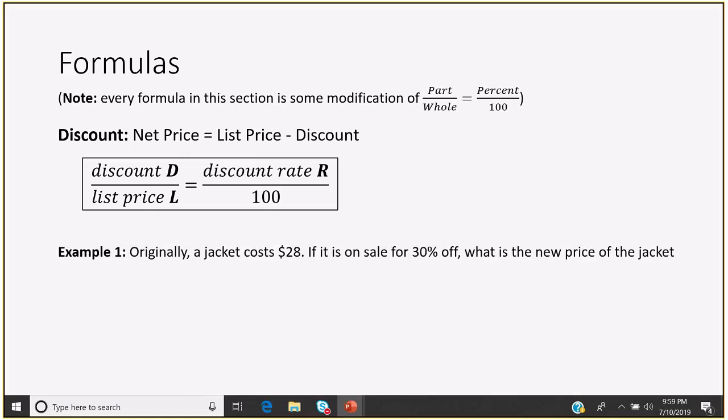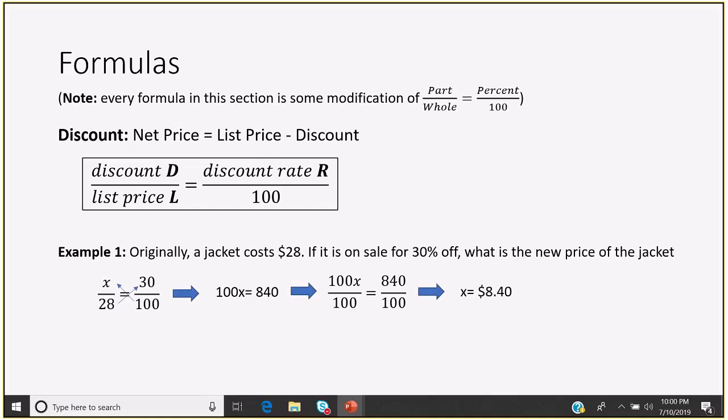So in this question, originally a jacket cost $28. If it is on sale for 30% off, what is the new price of the jacket? So I have my percentage rate, it's 30%. My cost of the jacket is 28, so that's my list price. And so I'm trying to find my discount, set this up, cross multiply. I get 100x is equal to 840, divide by 100. I get x is equal to $8.40.